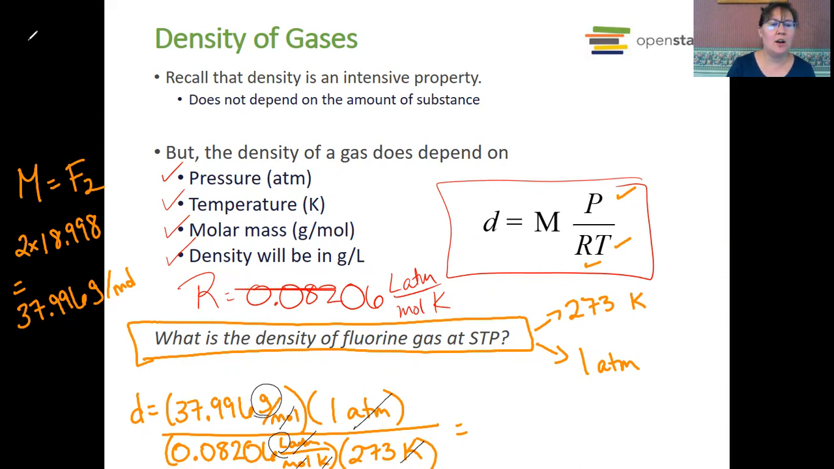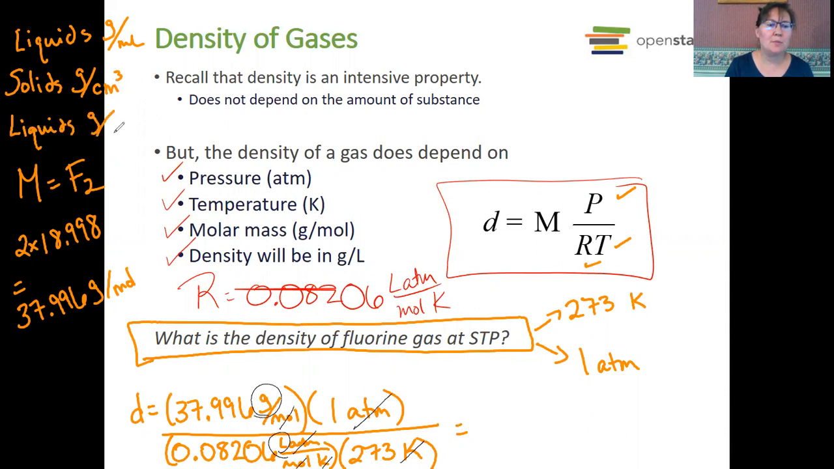So I should mention that here. When we were doing the density of liquids, it was always grams per milliliter. The density for solids was always listed as grams per centimeter cubed. And the density for gases will always be reported as grams per liter.